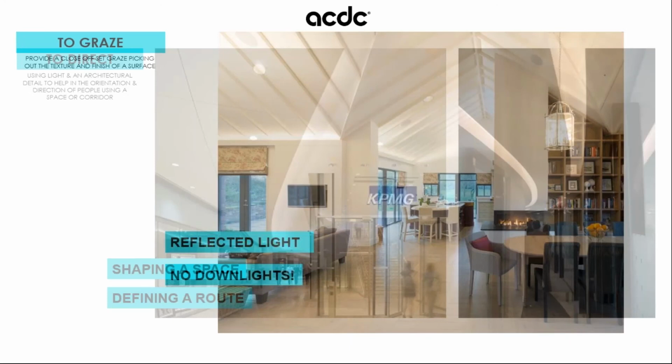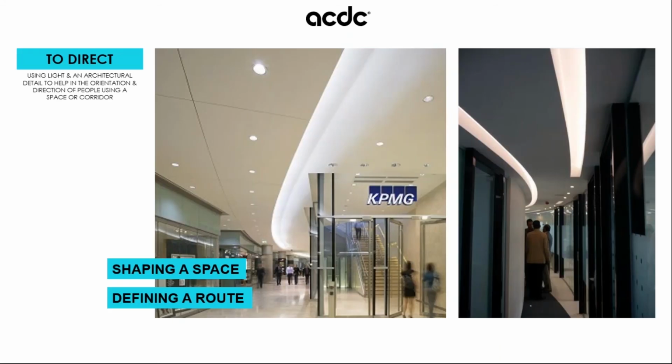Lights can also be used to direct, to help in terms of orientation and direction. So within a corridor environment, we can start to incorporate a cove to provide a level of direction, either by breaking up the ceiling on the left-hand side and shaping that space and defining our route all the way through, or on the right-hand side, incorporating a slot cove, where you've got that reflected light, and both areas are benefiting from that reflected level of light.